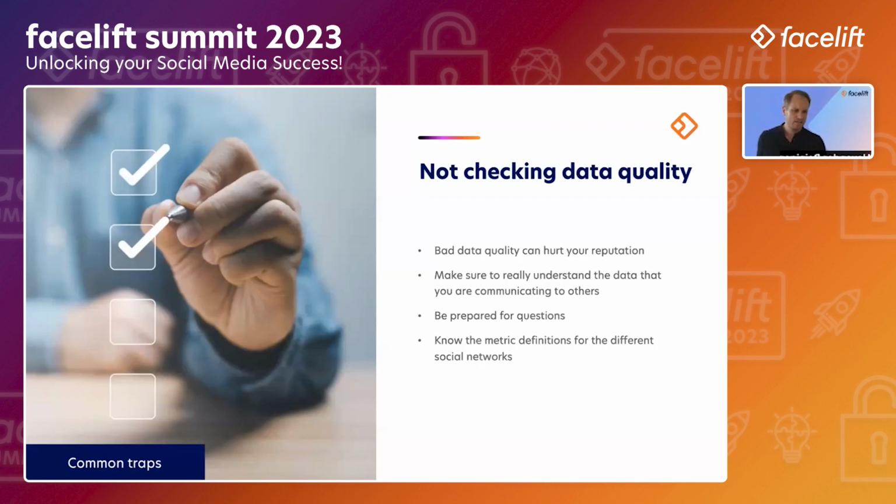And then again, this is also something close to my heart. It's about data quality.